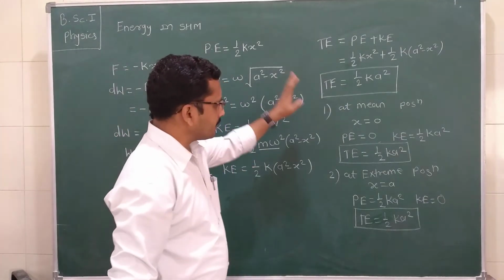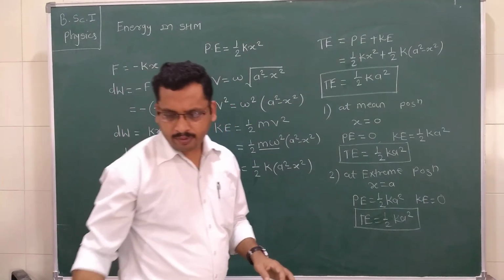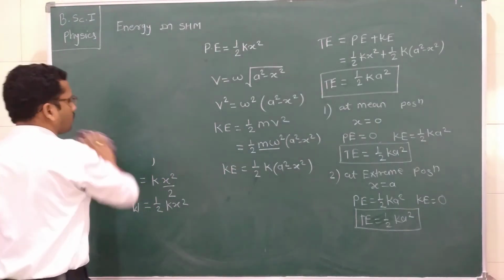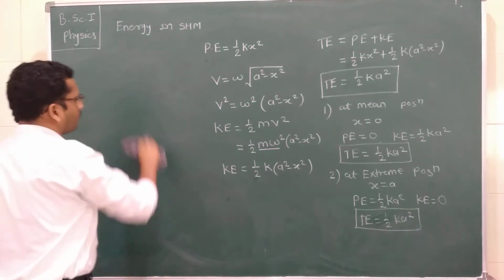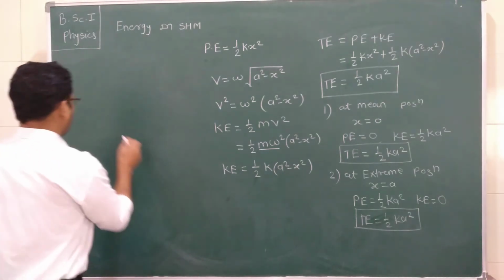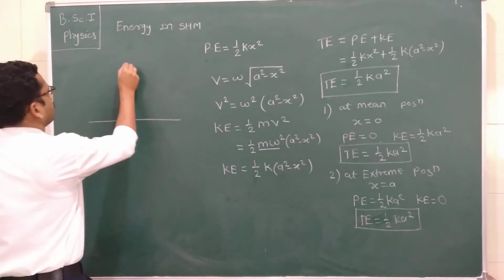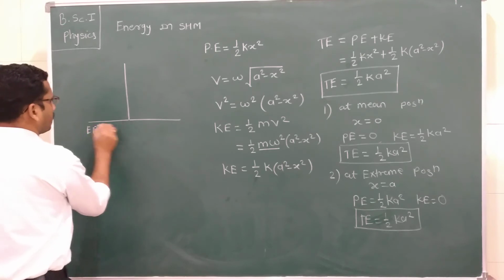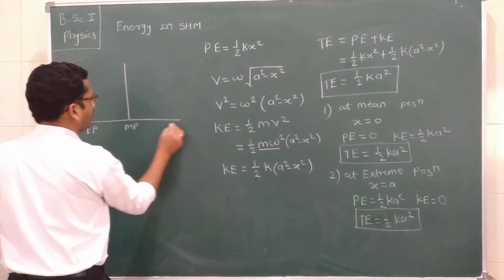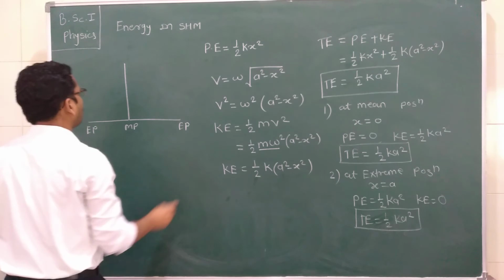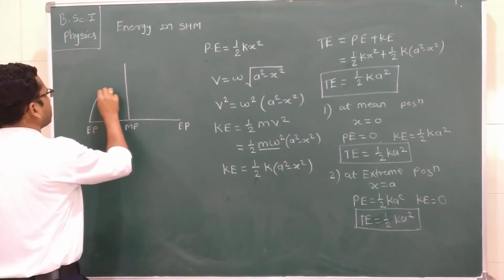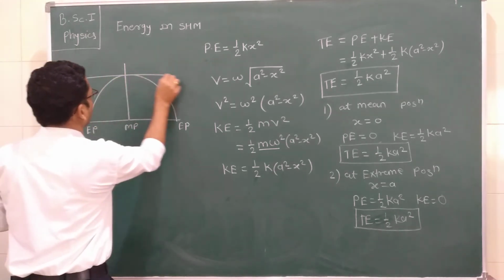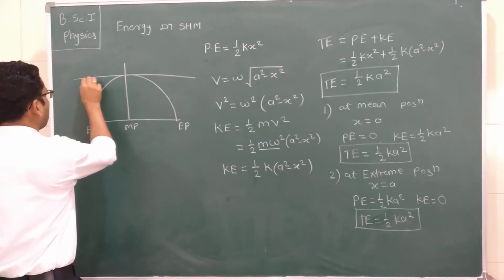Okay, so this can be shown with the help of a simple graph which is given in our textbook. So we can draw this simple diagram. This is the extreme position, this is the mean position, and this is the extreme position. Okay, so the graph is like this, and the second graph is like this.